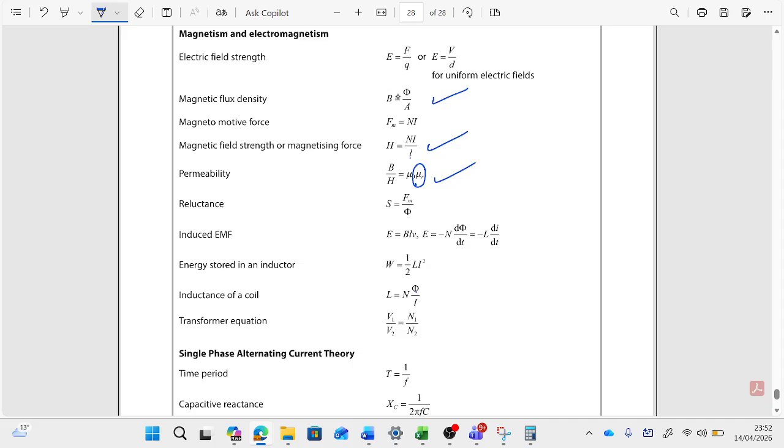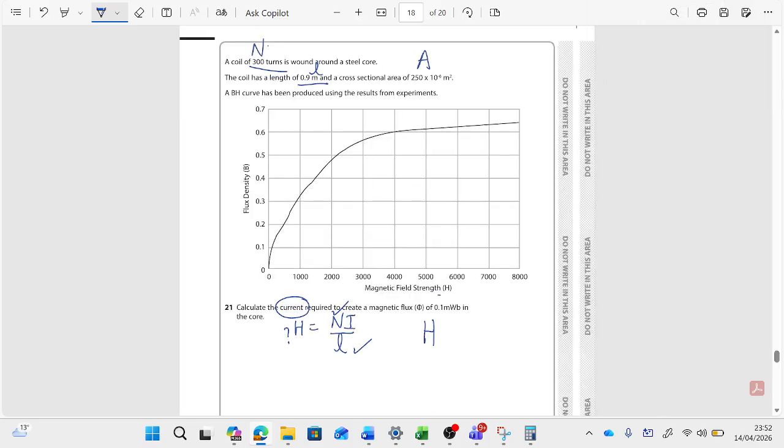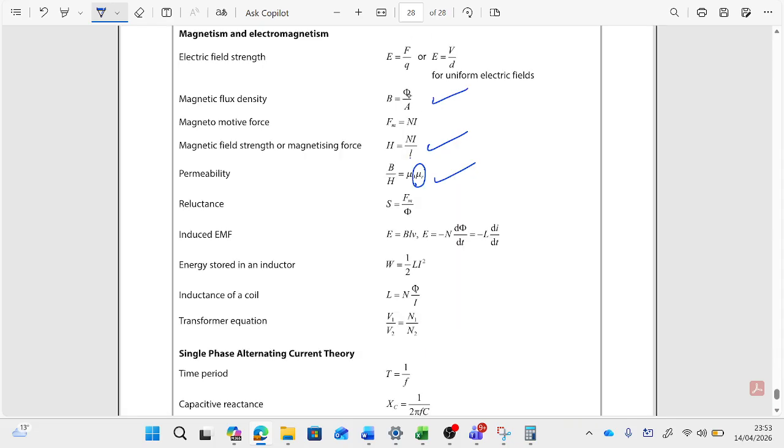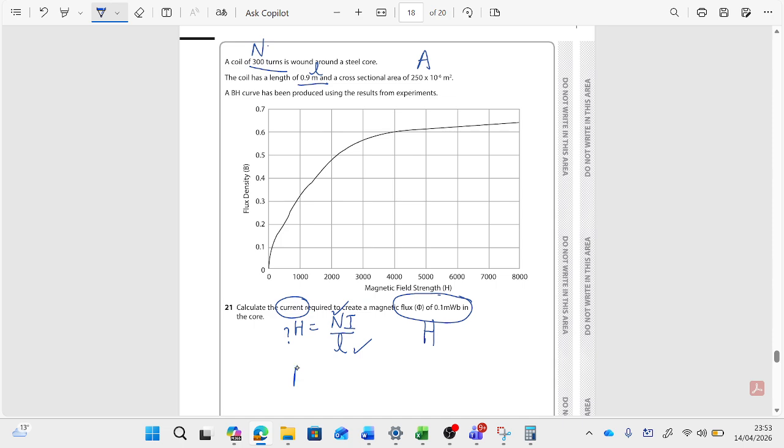So let's write this down. For some of you, this might have gone too fast. Because we know phi, B is equal to phi over A.